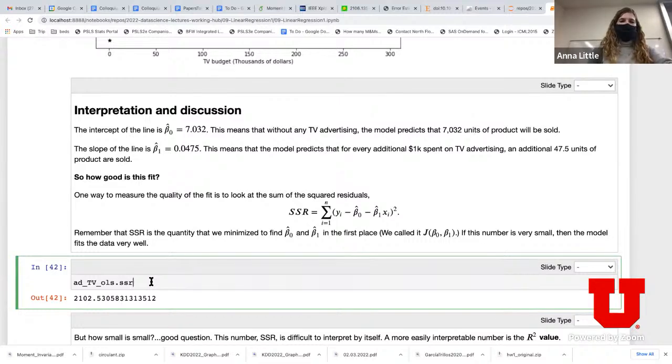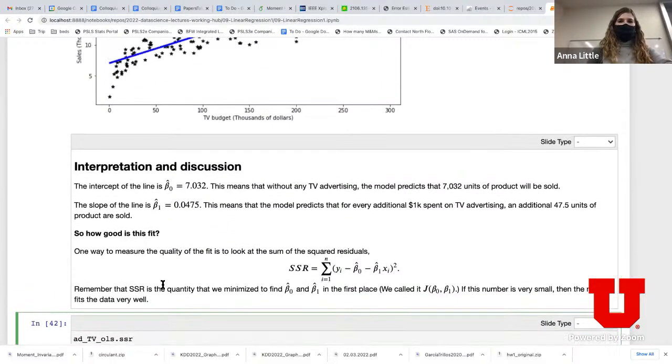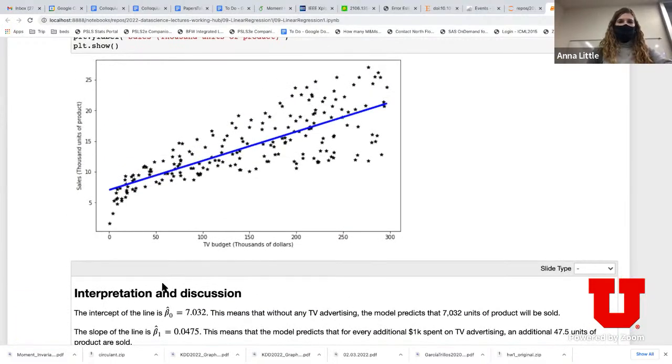Can you show us the x-axis? Oh, can I show you the x-axis? Yeah, I just wanted. Oh yeah, good point.